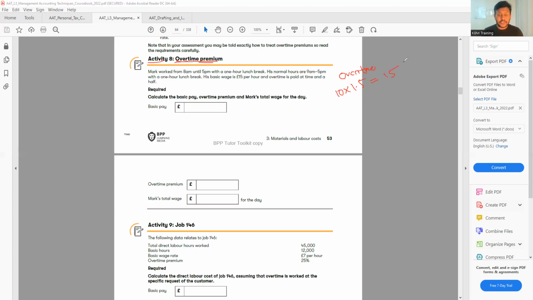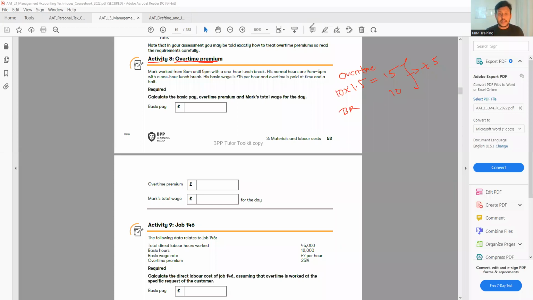Now, if the same question asks you, how much is the overtime premium? Overtime premium means how much I'm getting extra, the difference between the basic rate and the overtime. My basic rate is £10 anyway. So the premium means how much I'm getting extra. That is only £5. But I have seen students in the exam sometimes say £15. They say all the £15 is the overtime premium.